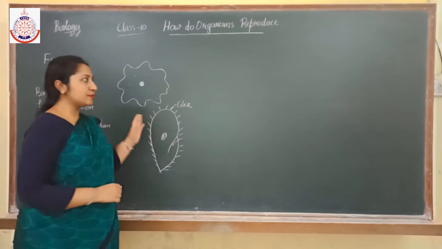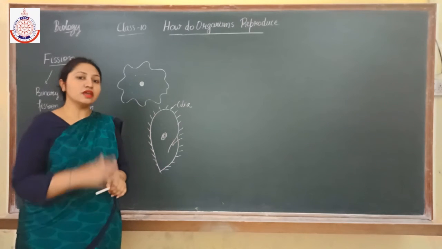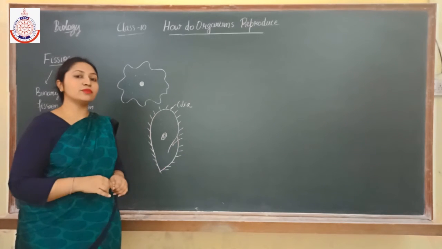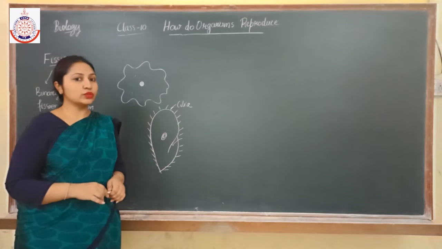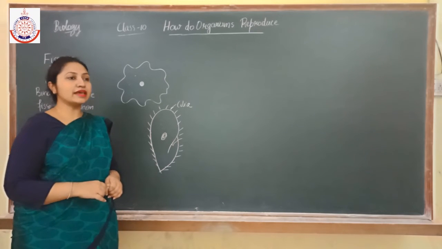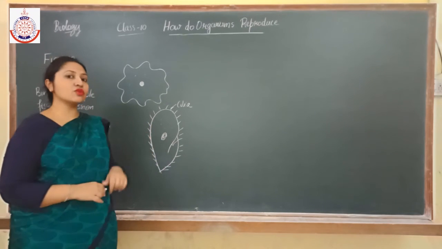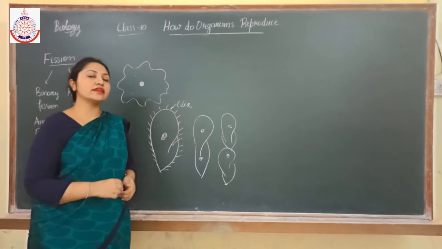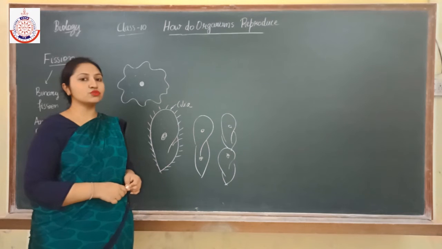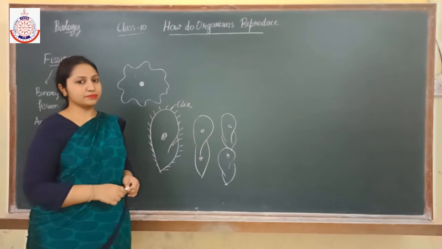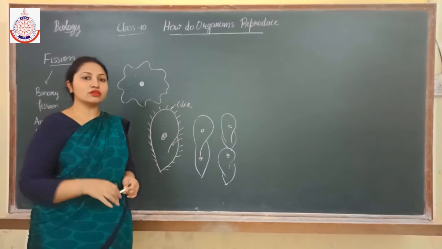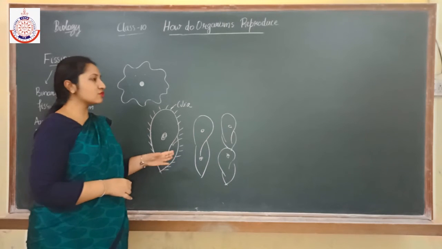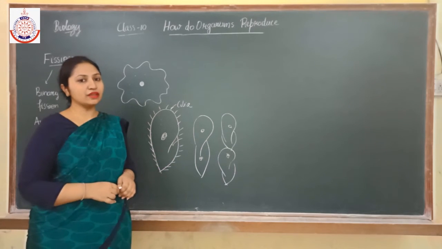So like amoeba only, first of all when the body is fully grown, first the nucleus divides, and then the cytoplasm also divides. First nucleus, then cytoplasm, and then it results in the formation of two Paramecium daughter cells. So in this manner, this is also an example of binary fission.